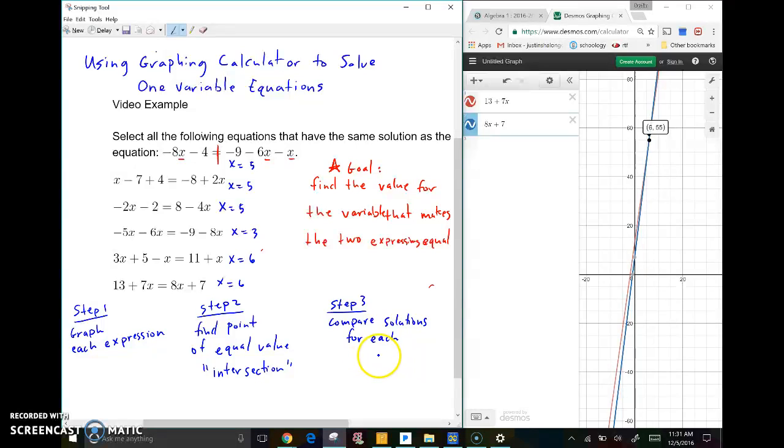Now our third step is to compare them. You can see the one that we're looking for is when we have 5. This first equation also has a solution of 5, so we would check this one. This one has 5. This one does not have 5. This one has x equals 3. This does not have the same solution. These two have the same solution. The question is saying select the equations that have the same solution as the one that is given. So we would check this box and we would check this box.